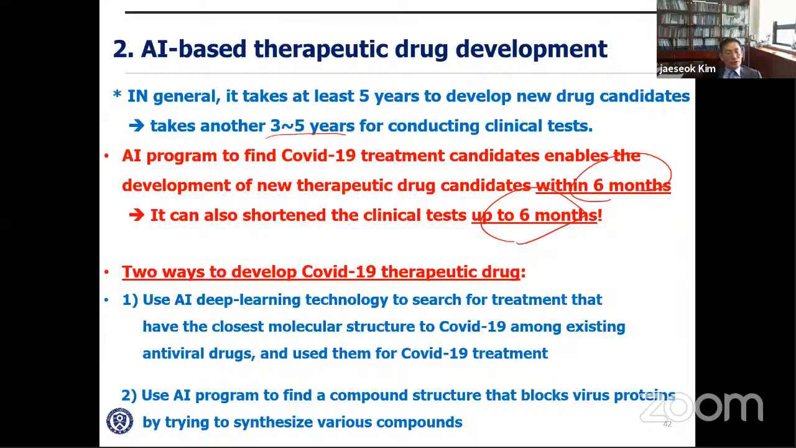There are 2 ways to develop this drug. The first one is to use AI deep learning technology to search for treatments that have the closest molecular structure to COVID-19 among existing antiviral drugs and use them for COVID treatment. This is now under treatment. The second one is to use an AI program to find the compound structure that blocks virus protein by trying to synthesize various compounds.